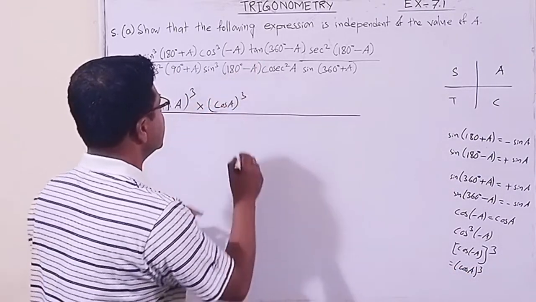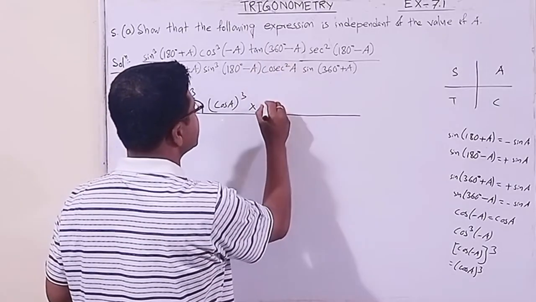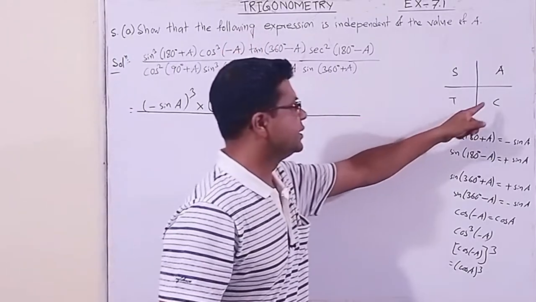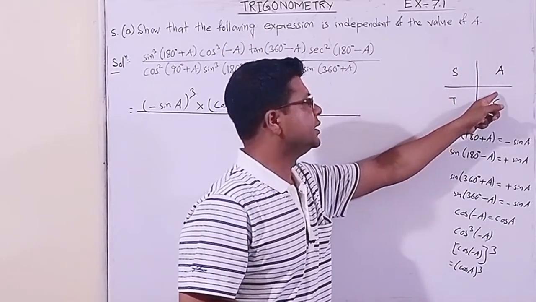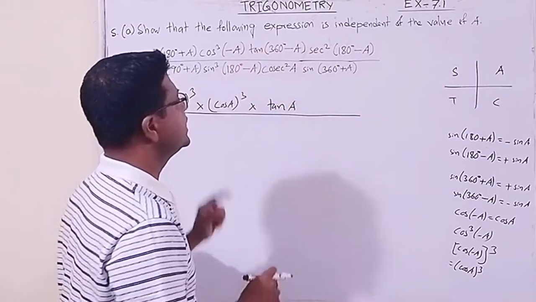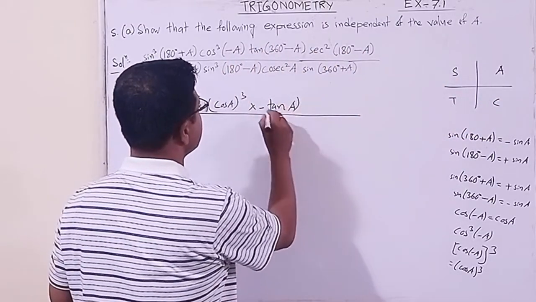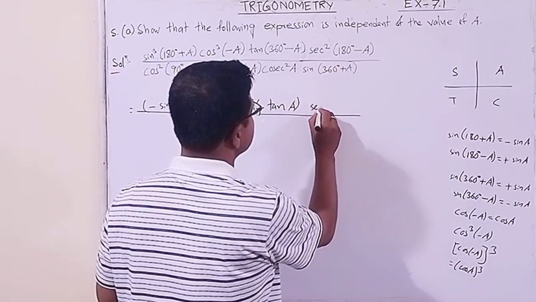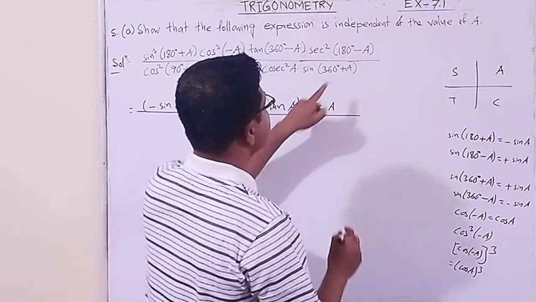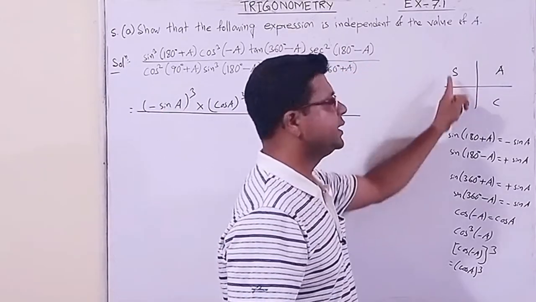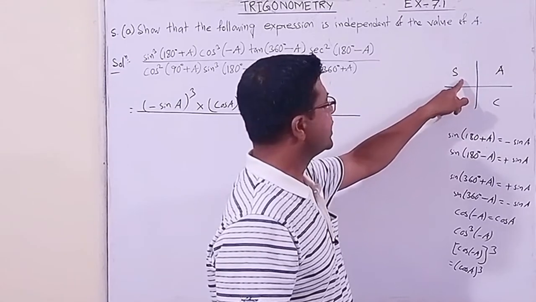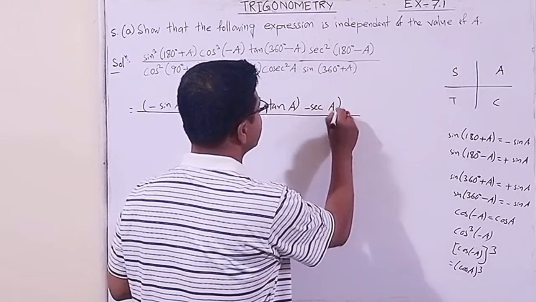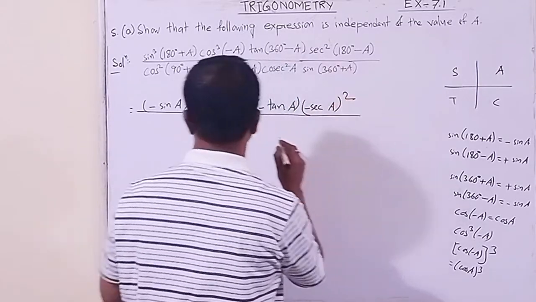Okay, this is done. Then next, tan of 360 minus a, obviously tan a. Then we'll see the sign. 360 minus a is in the fourth quadrant. In the fourth quadrant, tan is negative. Then sec 180 minus a, obviously it will be sec a. This is 180 minus a, in the second quadrant. In the second quadrant, sec is negative, so minus sec a, its square.